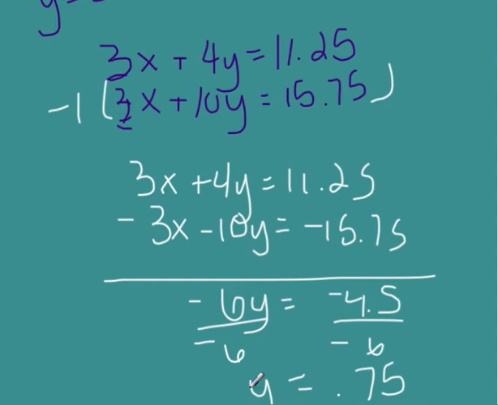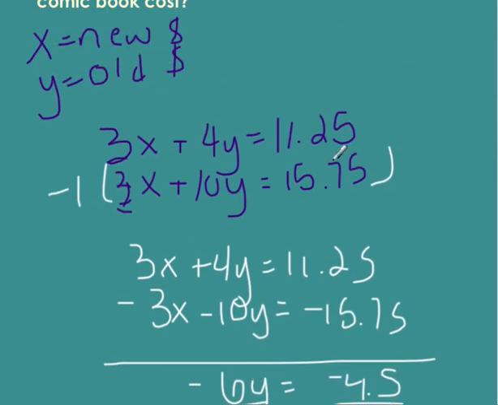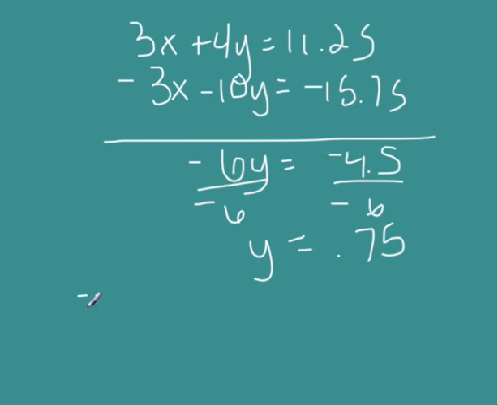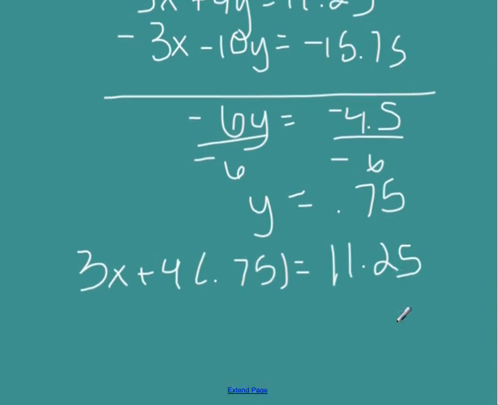So let's figure out what new ones are going to cost. So I'm going to plug it into this equation right here. I'm going to plug in 75 cents for Y. So I have 3x plus 4 times 0.75 is going to be equal to 11.25. So then here we get 3x plus 3 is equal to 11.25.